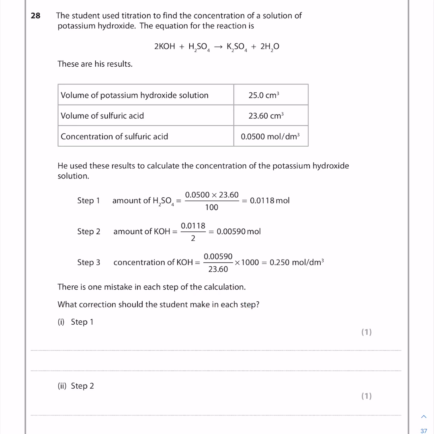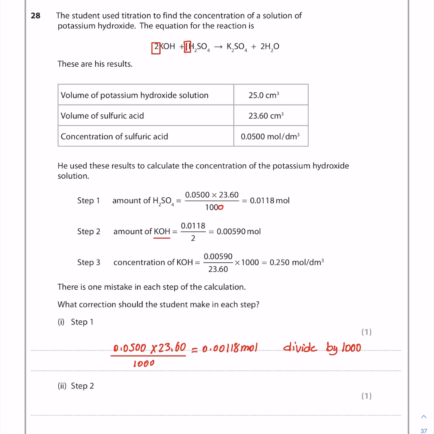طيب مبدئيا كده لو بصينا على step 1 هنلاقي ان هو عمل multiplying the concentration by volume over 100. طبعا كان المفروض يعمل dividing على 1000. يبقى هنا الميستيك او الكوركشن هتكون ان انت to divide by 1000. يعني step 1 المفروض تبقى 0.0500 times 23.60 divided 1000. يعني كان المفروض تطلع 0.00118 مول.